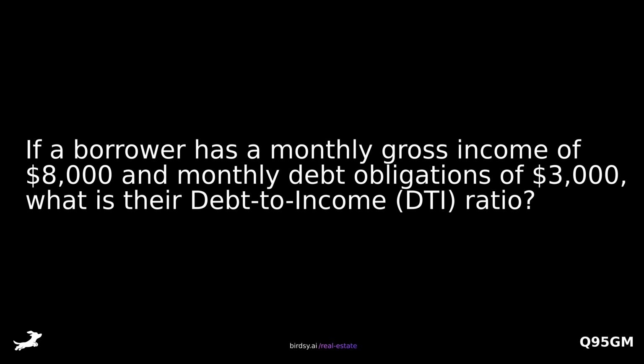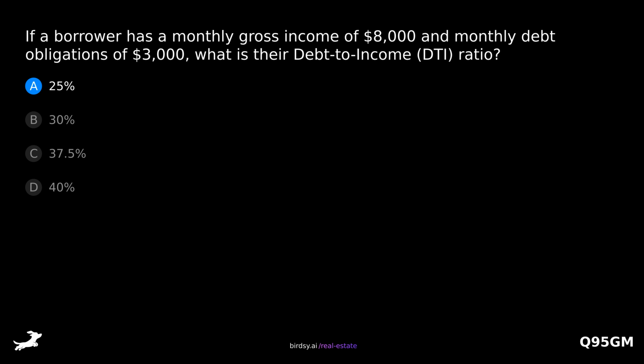If a borrower has a monthly gross income of $8,000 and monthly debt obligations of $3,000, what is their debt-to-income DTI ratio? Is it A, 25%, B, 30%, C, 37.5%, or D, 40%? The correct answer is C, 37.5%.